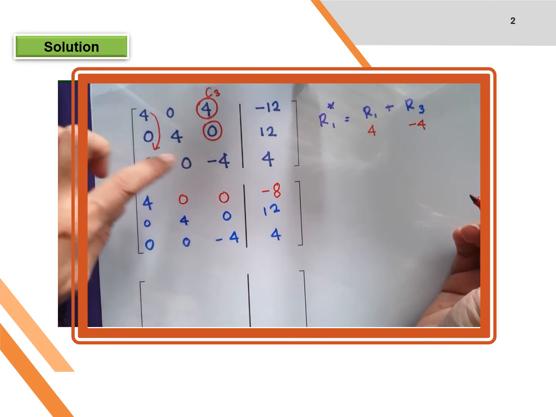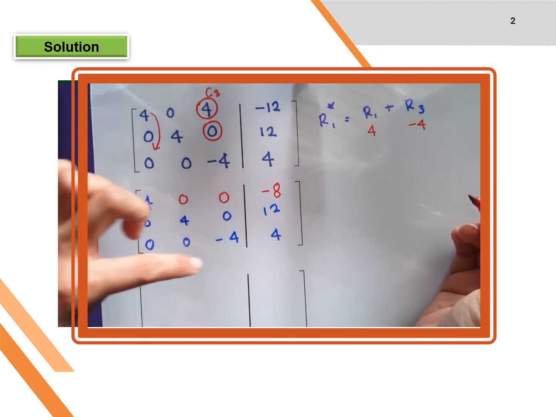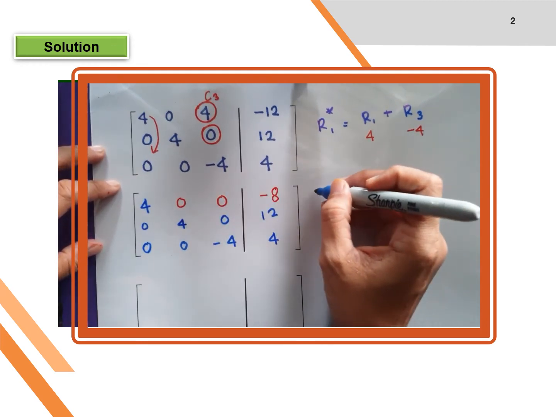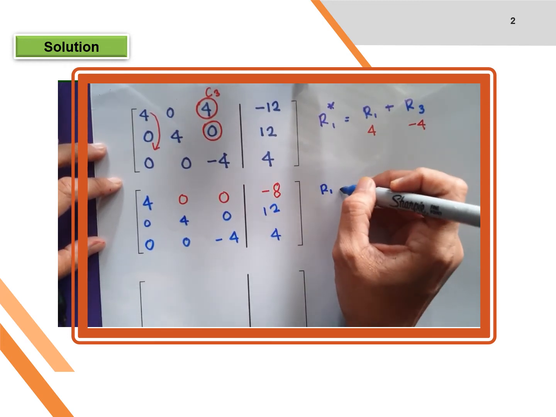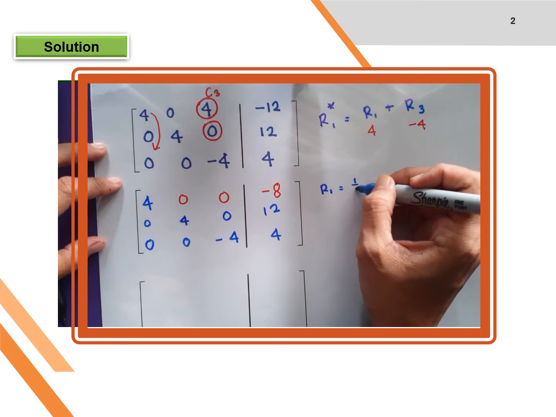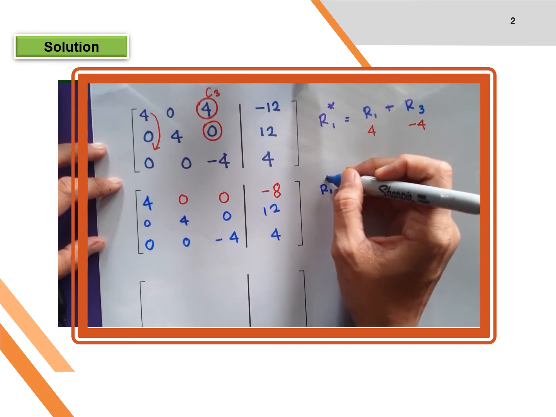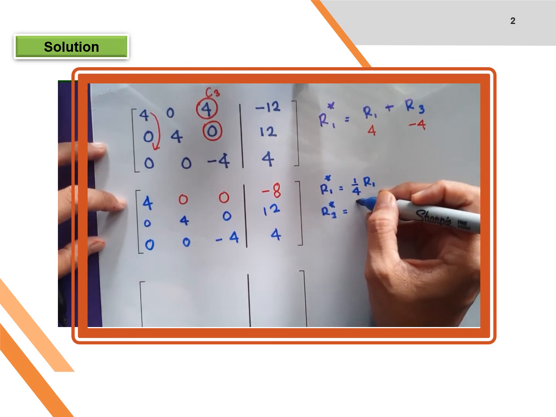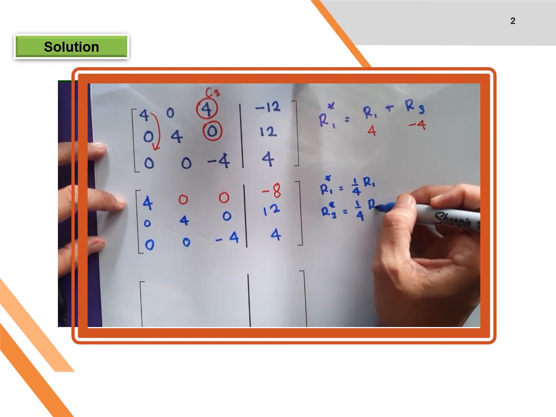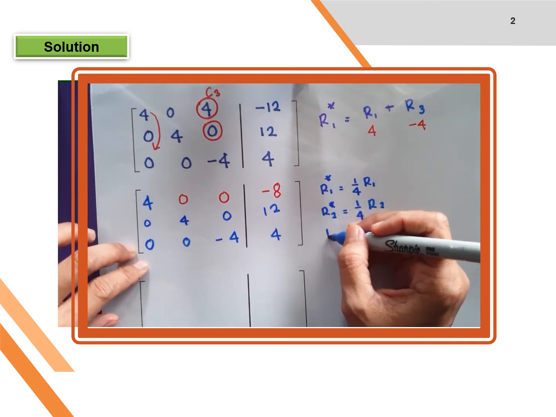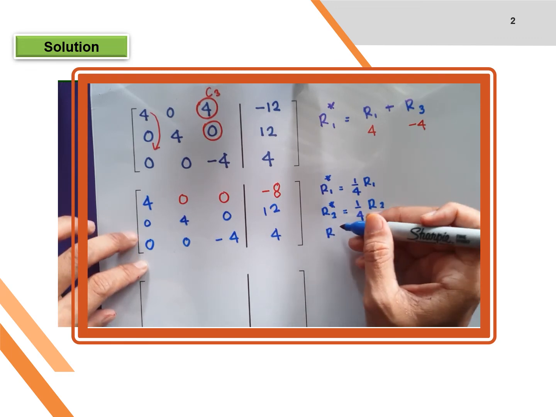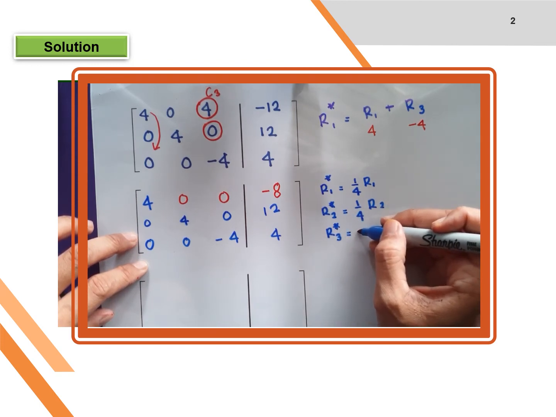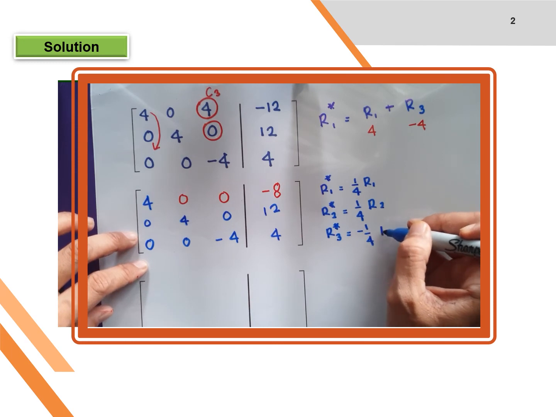To transform this diagonal matrix to the identity matrix with 1 in the leading diagonal, we just divide all the numbers in row number 1, multiply it by 1 over 4 row number 1. Row number 2 replaced with 1 over 4 row number 2. And for the final, row number 3, replaced with negative 1 over 4 row number 3.